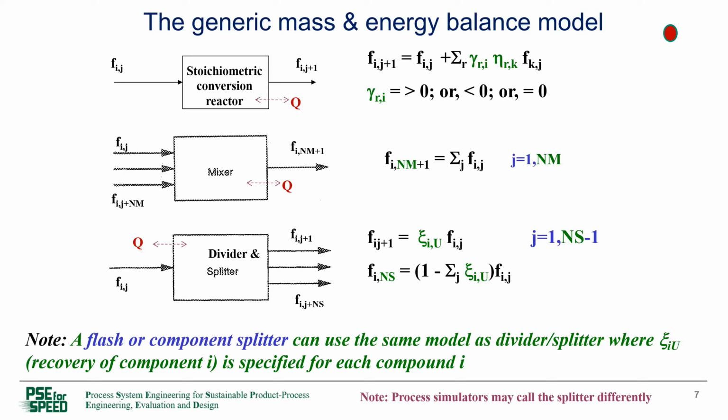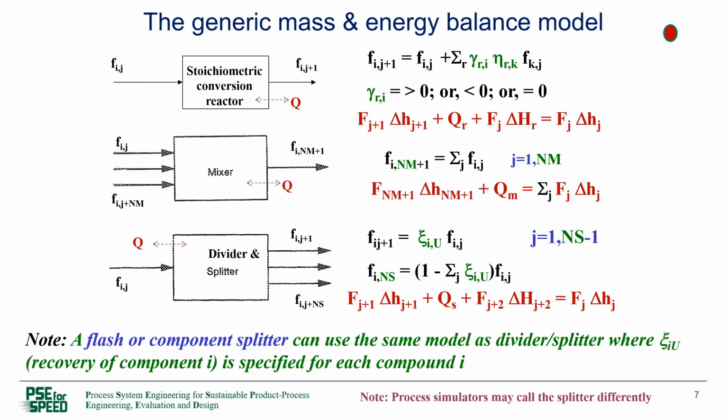And once the component flow rates for all the streams are calculated, then using those component flow rates and either pressure or temperature, we calculate the other variable and the state of that. And once we know the state, we can calculate the energy balance. So we do it in 2 steps. First the mass balance, then the energy balance. So that's a very simple model.